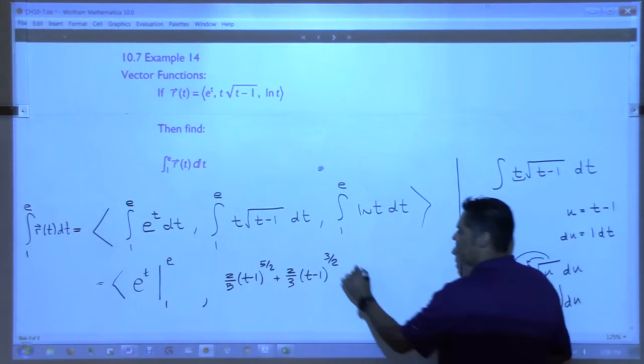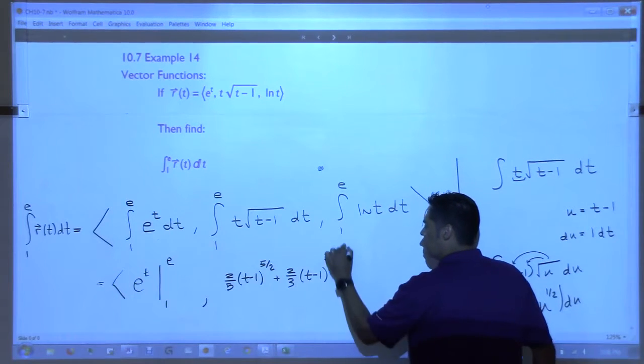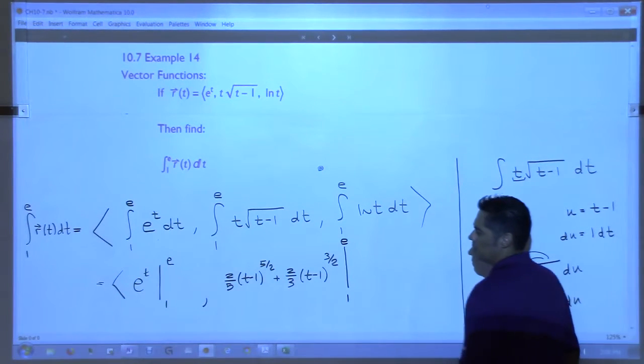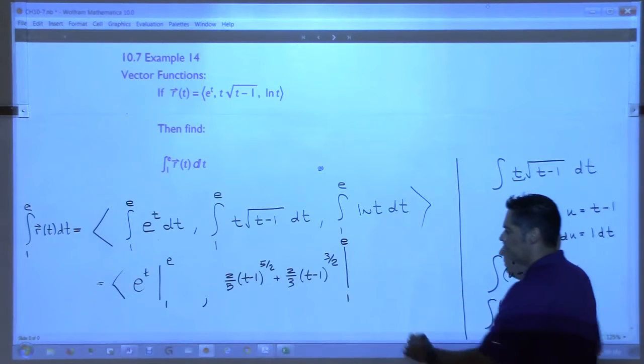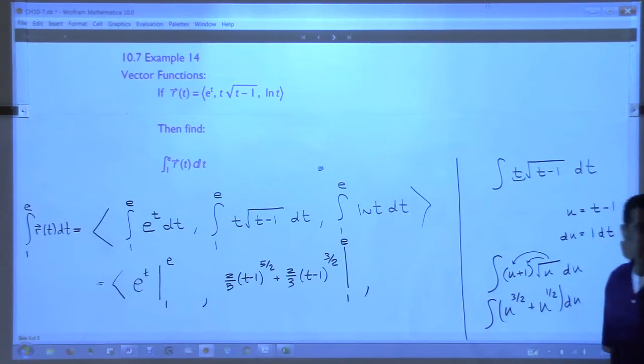Yes. Okay, and then we have the evaluation bar 1 and e. So we'll have to plug those numbers in. And then the last one? It's going to be 1 over t, I believe. That's the derivative, be careful. Yeah, you're right. The antiderivative of natural log of t.